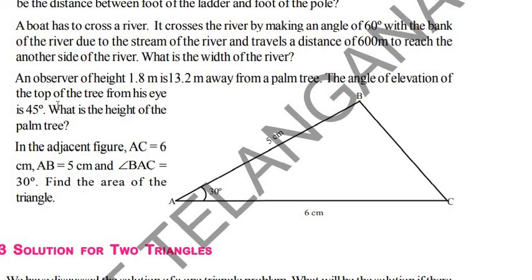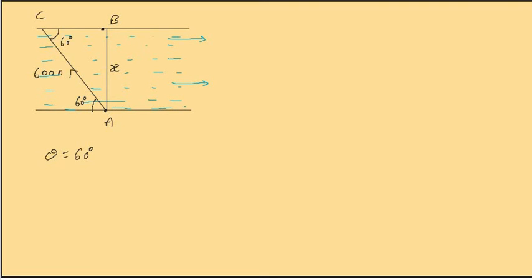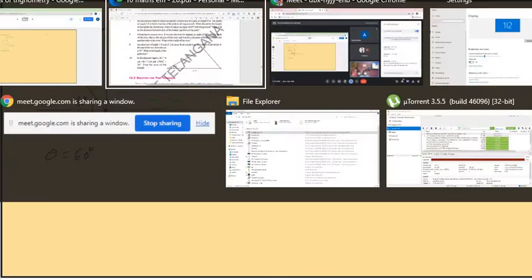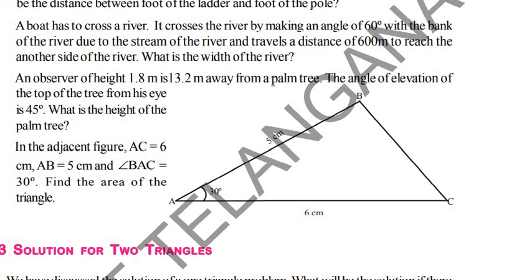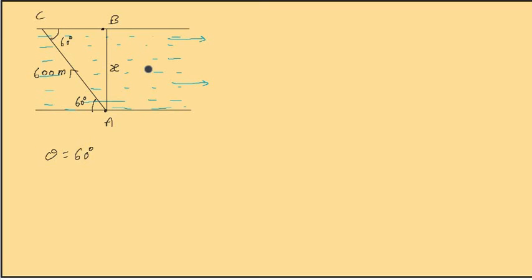due to the stream of the river, that is the flow of the river, the boat travels 600 meters. So the boat travels this one, you know. He said that the boat travels 600 meters to reach the other side of the river. So this is the distance the boat travels. Okay. So hypotenuse they give. Hypotenuse AC is equal to 600 meter. AB adjacent is equal to question mark.